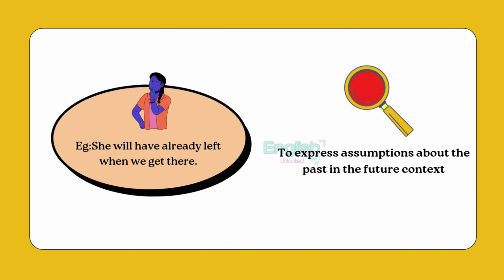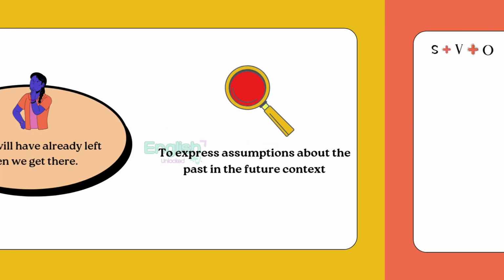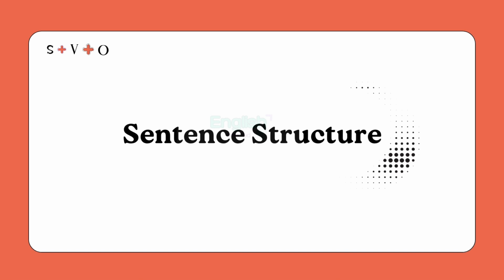It is also used to express assumptions about the past and the future context. For example, she will have already left when we get there. Now you know when we use it, and let's learn how to structure it.